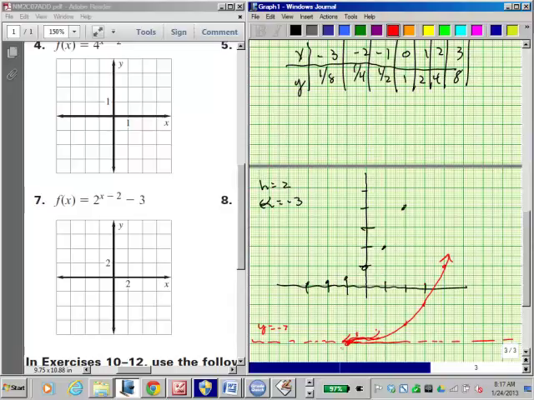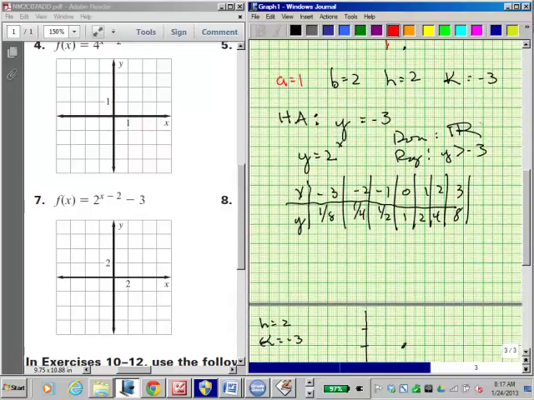Yes? Would the domain be all real numbers? The domain's all real numbers. Did I say it wasn't that? What did I say? Yeah, I said it was all real. No, the domain's all real numbers. For all exponential functions, the domain's going to be all real numbers.